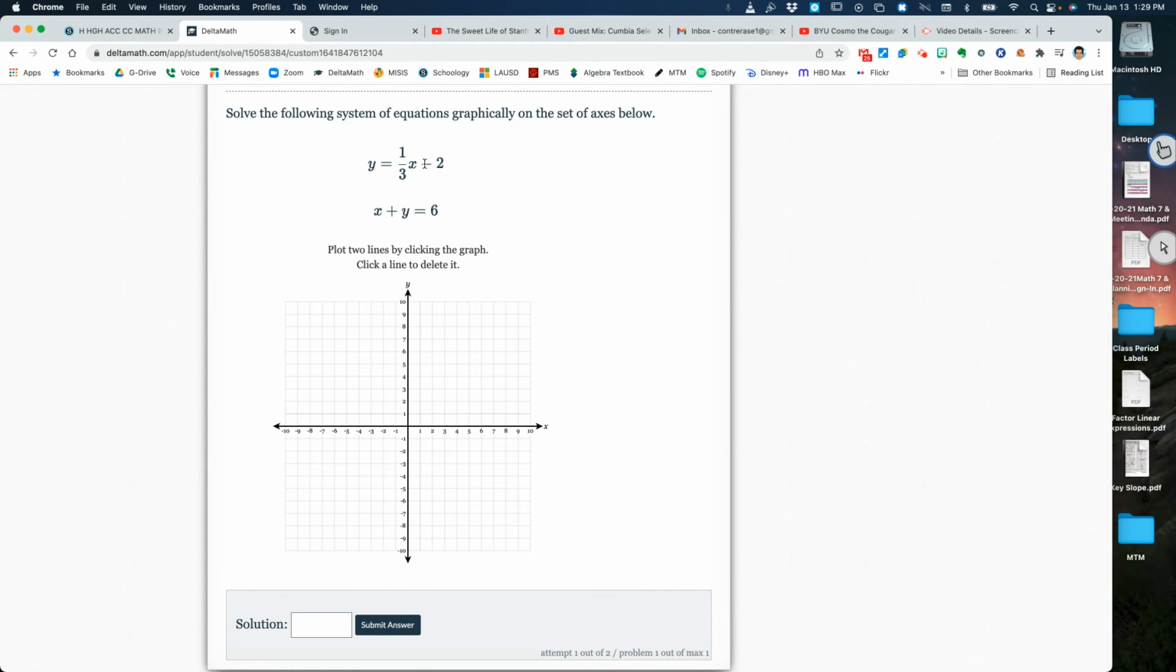This y-intercept is -2, so find -2 on your y-axis. And then the slope is 1 over 3, so you go up 1, to the right 3. There's your 2 points. So as long as our equation is in slope-intercept form, we're good. No need to do any extra work.